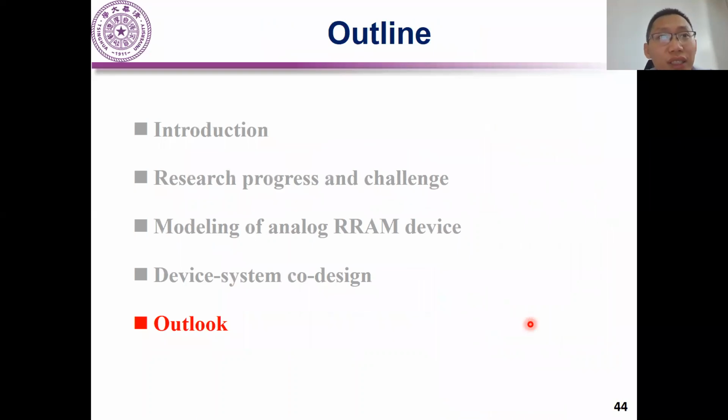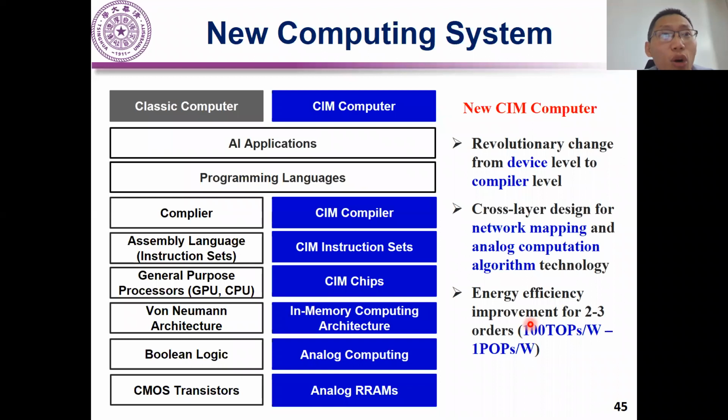Finally, I'd like to discuss the future outlook. We hope to develop a new CIM computing system. In this system, we introduce revolutionary change from device level to compiler level. The semiconductor device changes from transistor to analog RRAM combined with the transistor.